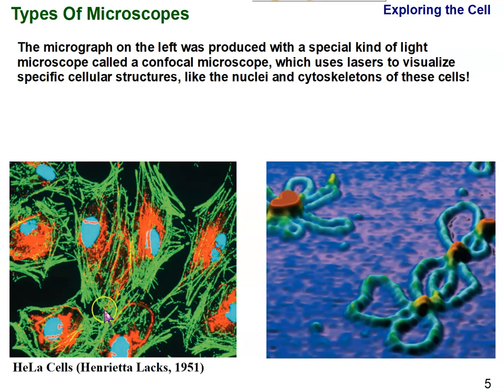And you'll notice that these are labeled HeLa cells. That's short for Henrietta Lacks, who died in 1951, but these cells were taken from her. They're tumor cells. She had cancer, and these are tumor cells that were taken from her, and they're still alive today.